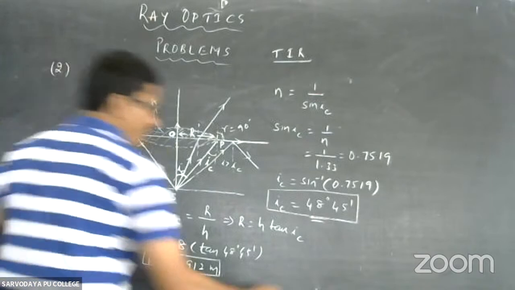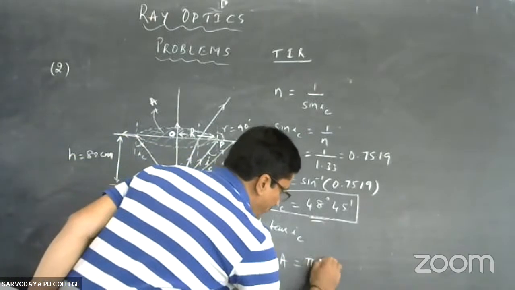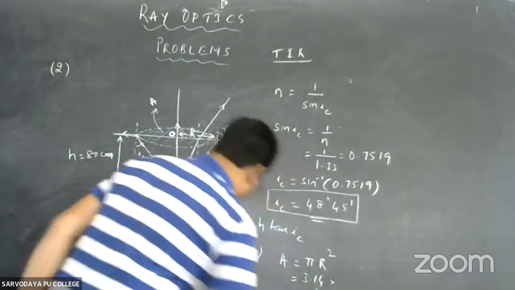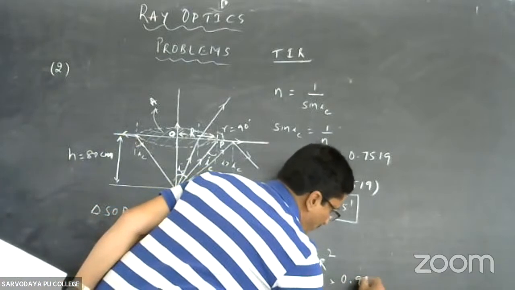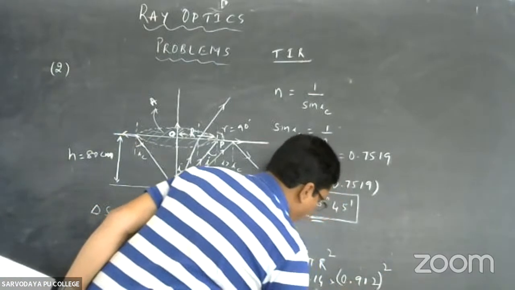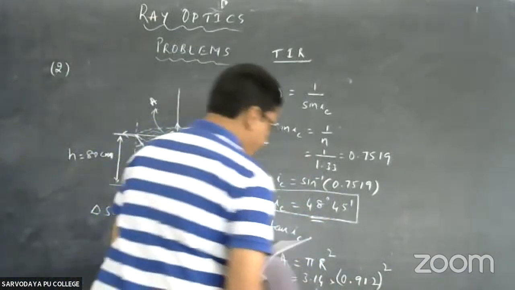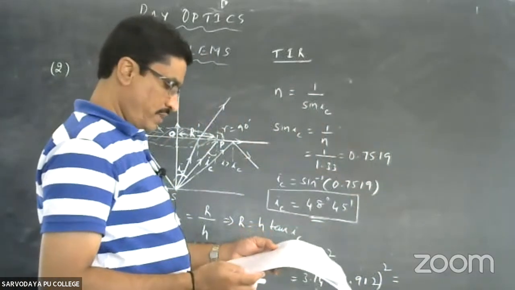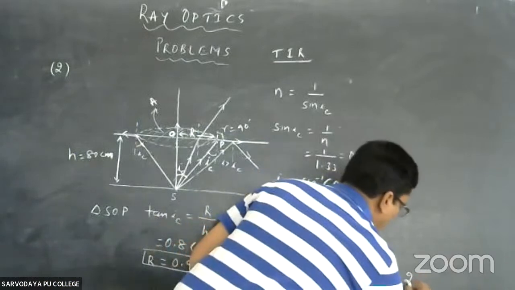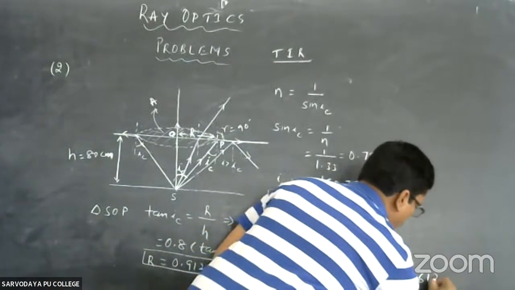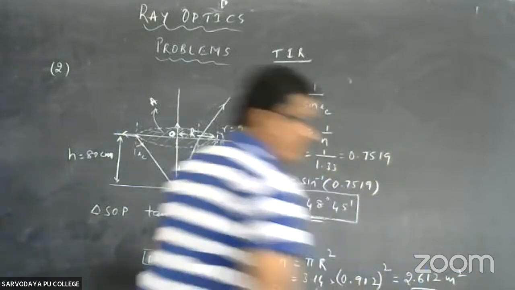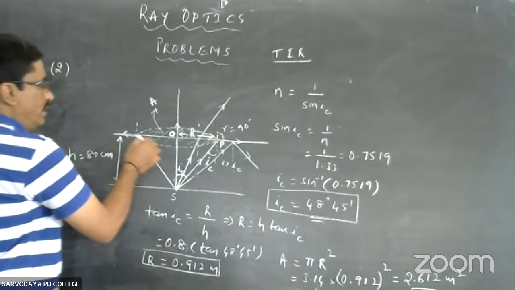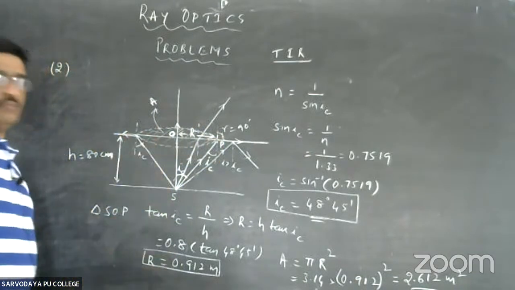But our job is to find the area. What is the formula for a circular patch? It is pi r square. Therefore, 3.14 into 0.912 square. On simplification, this will be equal to 2.612 meters square. 2.612 meters square is the area of the patch of light through which the light will be emerging.